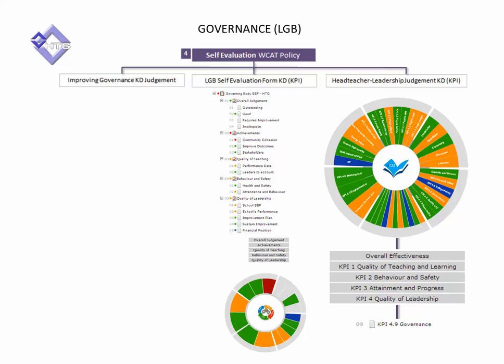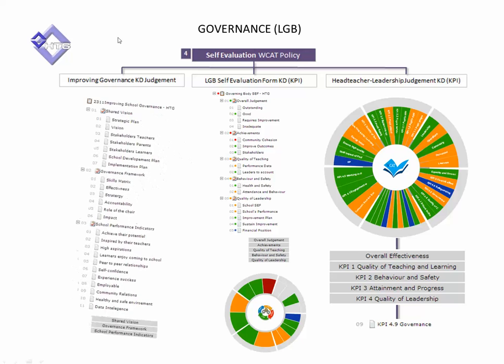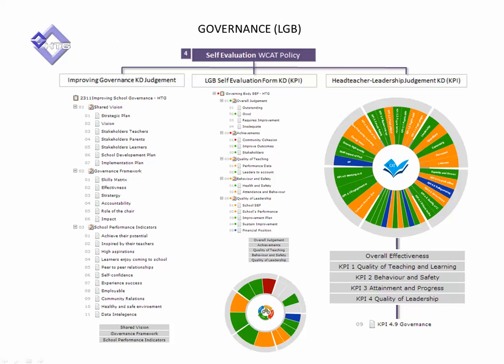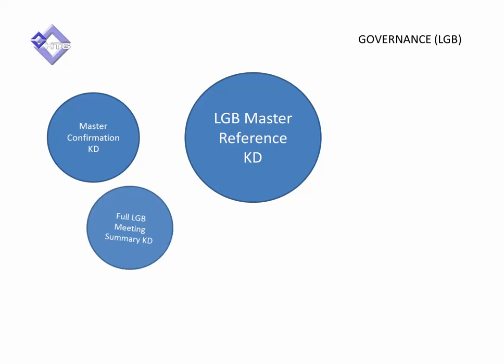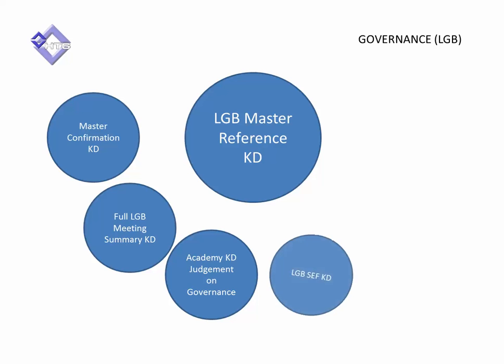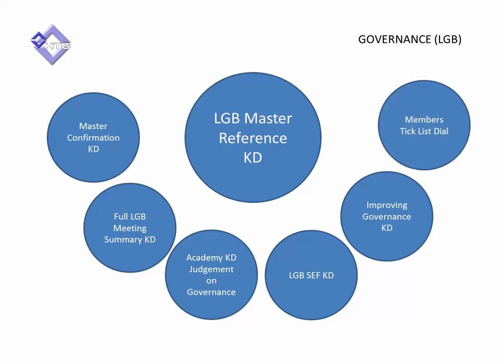Under the different categories, they'll put a short statement and RAG this, and they'll continuously look at this, so they continuously develop and improve. Improving governance also has different subheadings taken from a number of key documents on a national basis to support governors to focus on key areas that will enable them to improve as a governing body. So we end up with the master reference key dial with all the relevant documents in. We confirm that all the master documents have been read and understood.